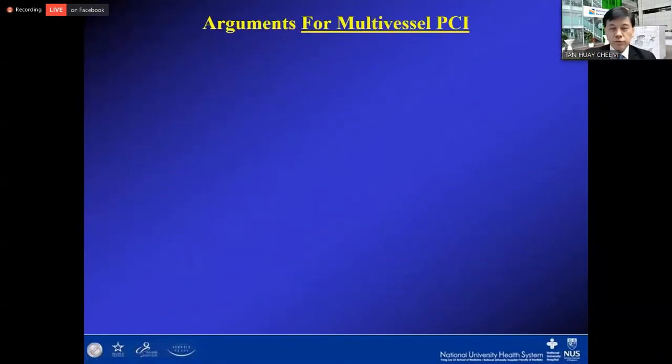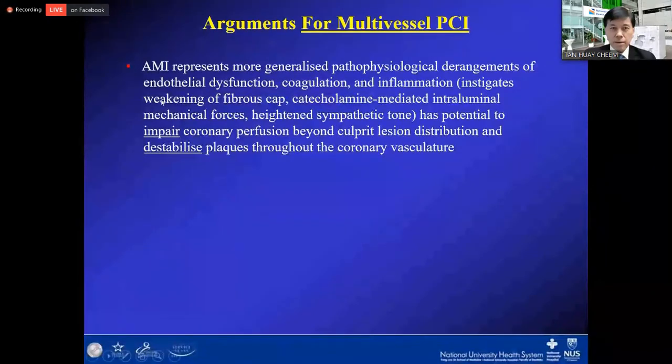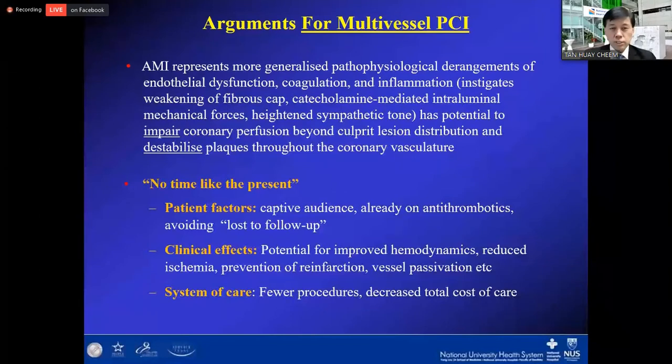But the argument for people who want to do multivessel PCI at the same time is that AMI represents a generalized pathophysiological derangement of endothelial dysfunction, coagulation, and inflammation. So it has the potential to impair coronary perfusion beyond the culprit lesion distribution and destabilize plaques throughout the coronary vasculature. And so there's no time like the present.